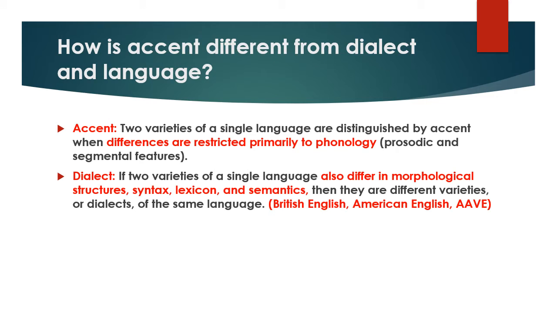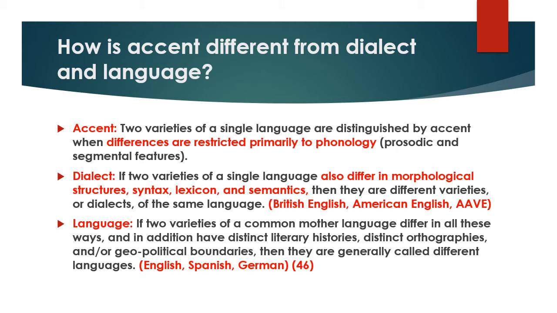But the word dialect is used to mean something more. So if two varieties of a single language also differ in morphological, meaning word structures, syntax or sentence structures, lexicon, vocabulary, and semantics or meanings, then they're different varieties or dialects of the same language. Consider British English, American English, African American vernacular English. They're all Englishes, but they have different words, different sentence structures sometimes, and different meanings as well.